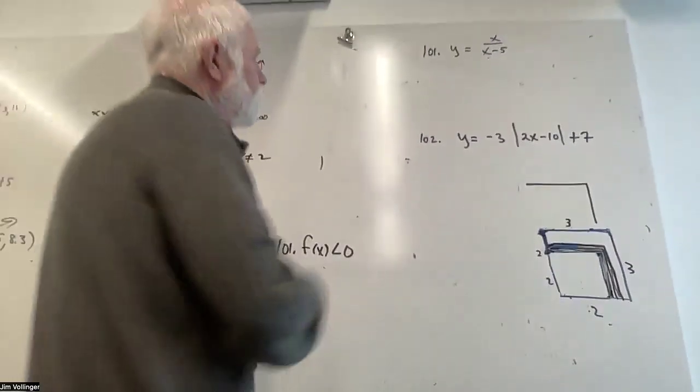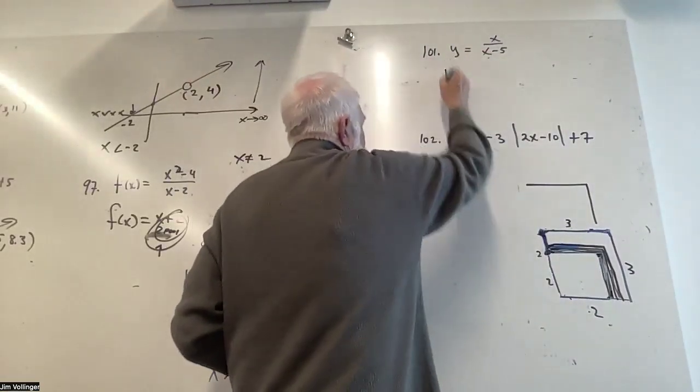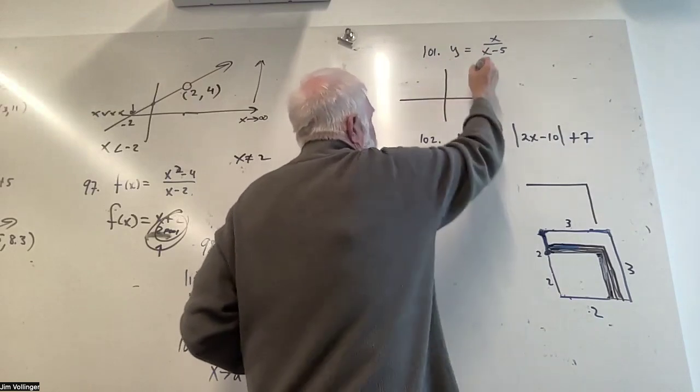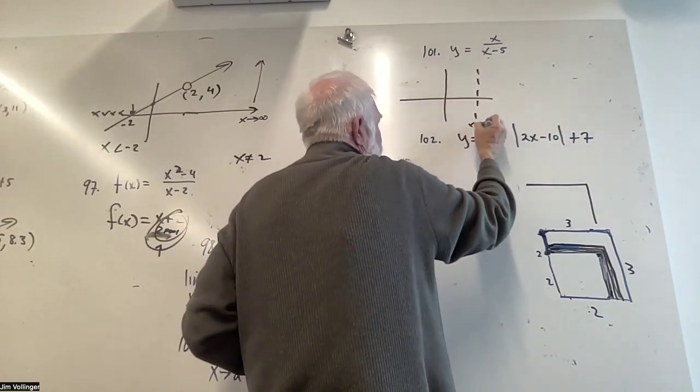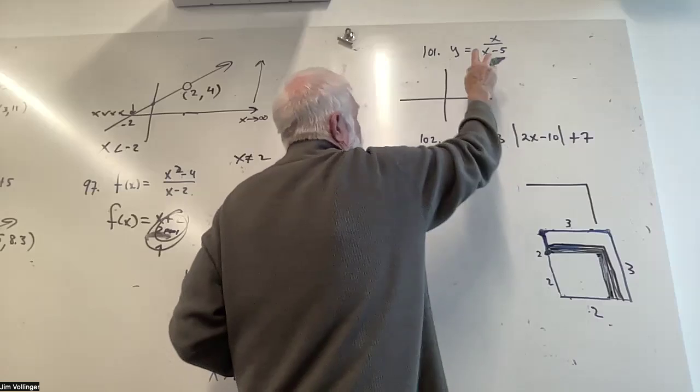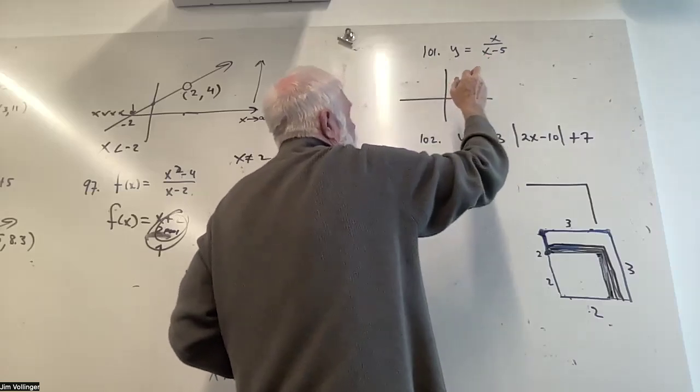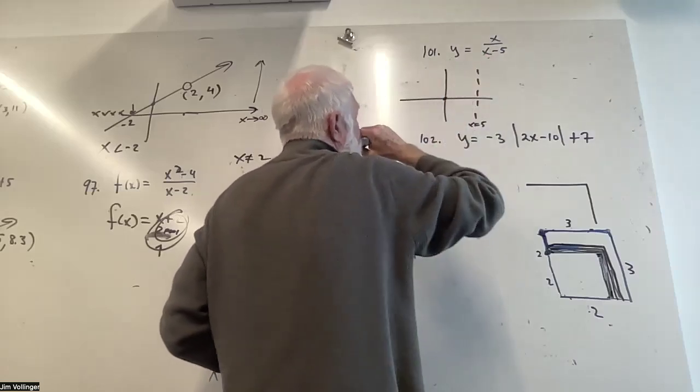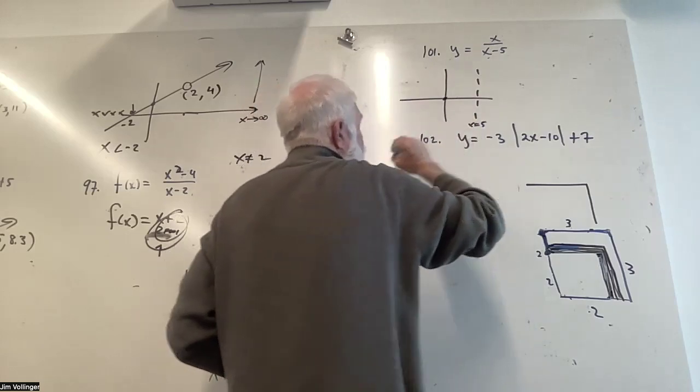Let's graph x over x minus 5. So I'll get an xy axis for this one. I know it's undefined at 5. I can spot that immediately. I can spot, if I put a 0 in, I get 0. So it goes through the origin. Right? 0 over -5. So it goes through the origin.